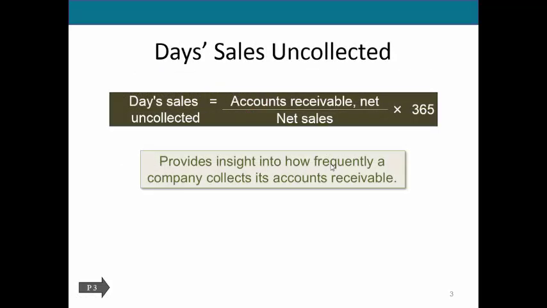Next, we're looking at the days sales uncollected. So again, here we're looking at how efficient and how effective are we with getting the cash that we're owed from our accounts receivable. Here we're looking at how frequently we are collecting the accounts receivable. So here we simply take our accounts receivable, whatever we have at the time in our balance sheet, divide that by net sales, and then simply multiply by 365. And that's going to tell us, on average, how many days are our sales sitting and waiting to be collected.